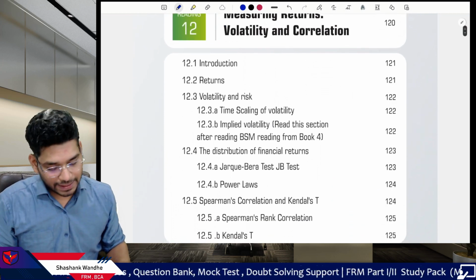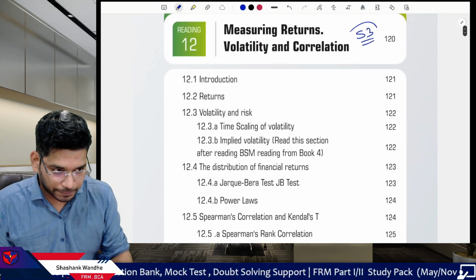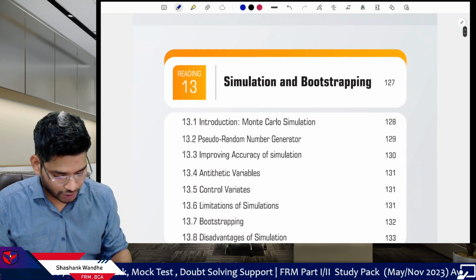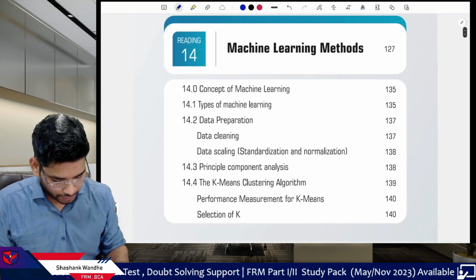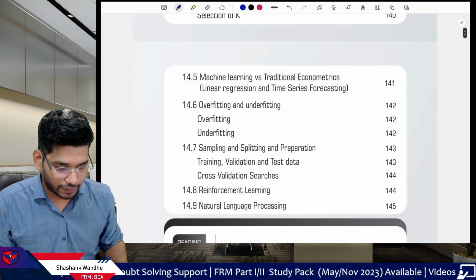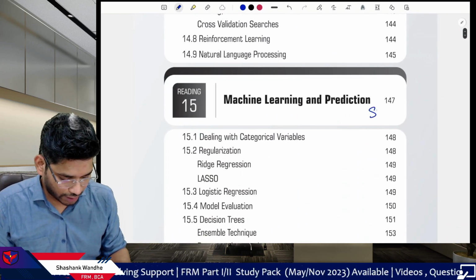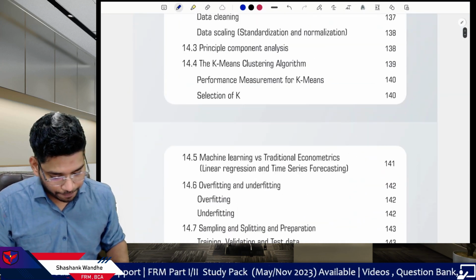Now here, this is section 3, machine learning, section 3 and section 3. Okay, now here, let's see.